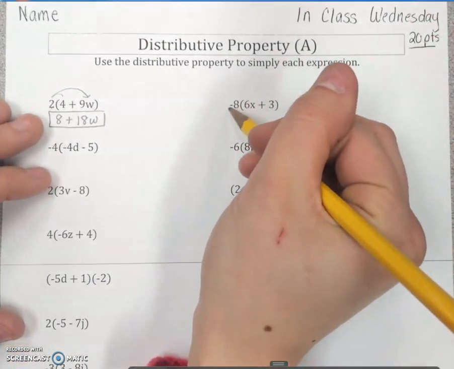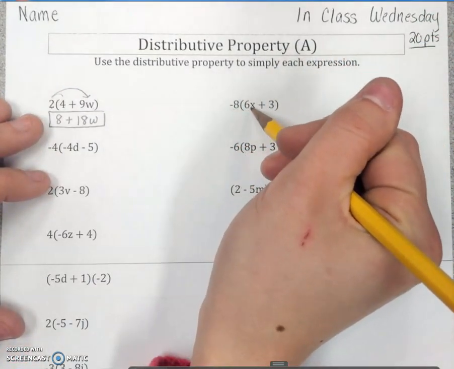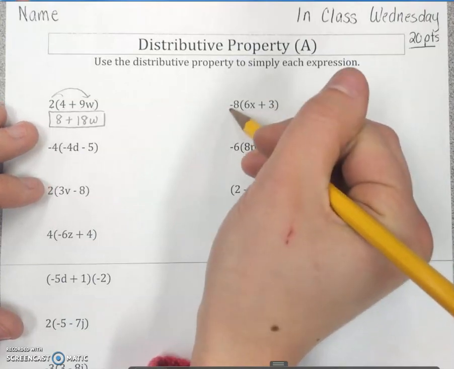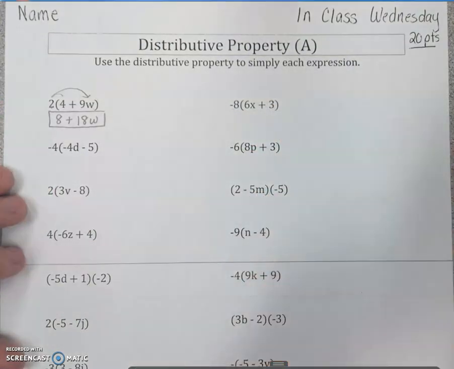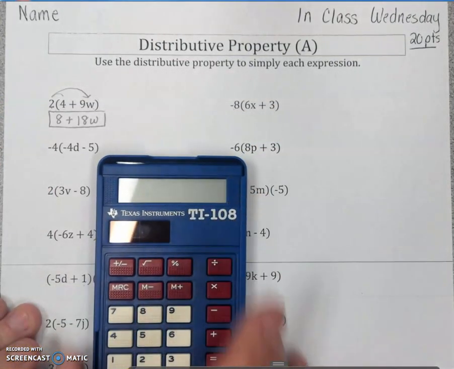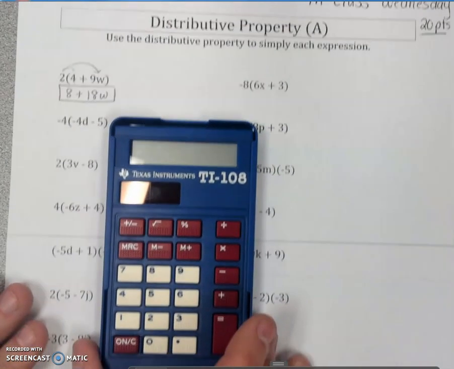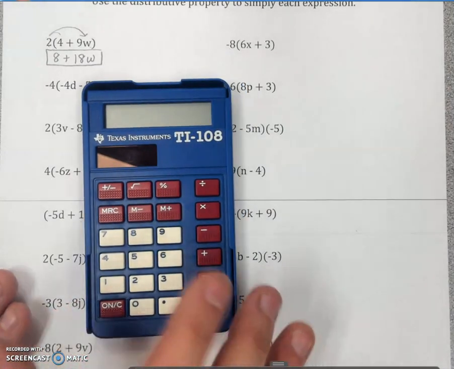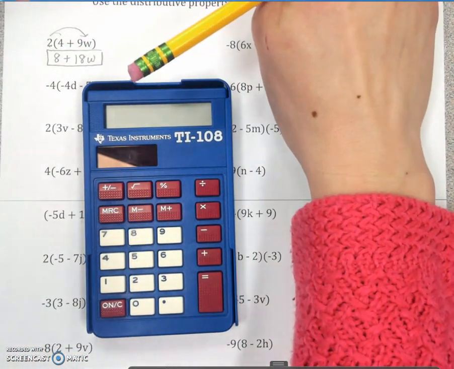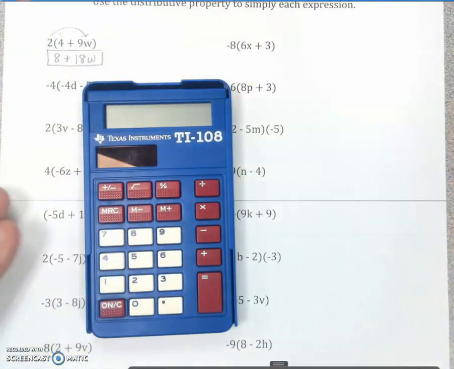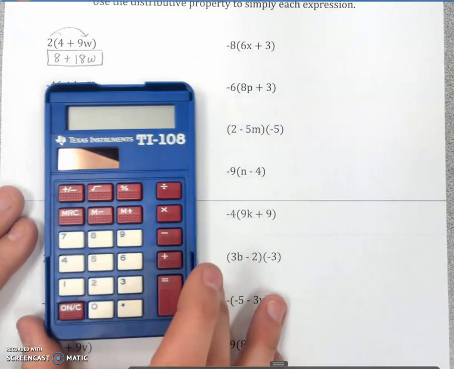This one's a tricky one. It's negative 8 times 6x plus 3. Negative 8 times 6x plus 3. You guys, grab a calculator if you need to. I don't care if you use a calculator. The most important thing is that you're understanding what you're doing and why you're doing it. Let me move this up and let me actually do my focus. Okay, it should not be blurry now.